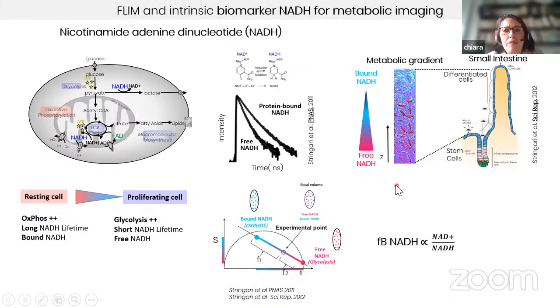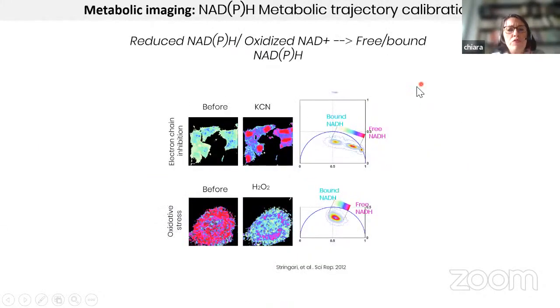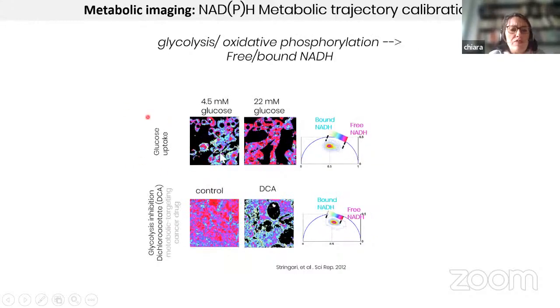We can map metabolic gradients inside tissues. And I just want to point out that, as people already did, it's very important to do metabolic calibration inside the cells, for example, with metabolic effectors, by blocking the respiratory chain. For example, we see this movement in this metabolic trajectory toward the free NADH, or inducing oxidative stress, we increase the bound NADH concentration, or we can change glucose concentration or inhibit glycolysis to see where is the metabolic balance between glycolysis and oxidative phosphorylation.